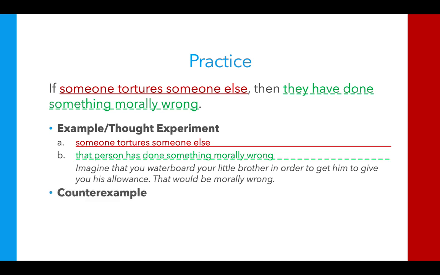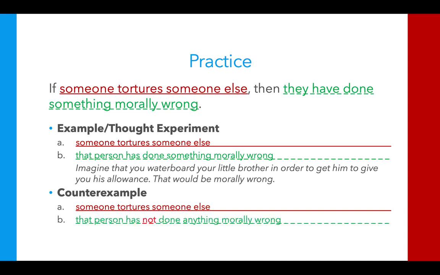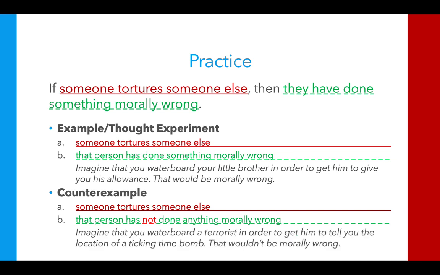But we can come up with a counterexample, I think. Right? What features does that have to have? Again, someone tortures someone else, but we've got to make the consequent false this time, so that person has not done anything morally wrong. So what's an example of this? Say, imagine you're waterboarding a terrorist to get him to tell you the location of a ticking time bomb. That wouldn't be morally wrong.